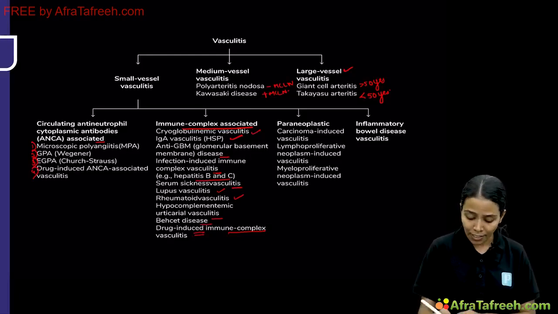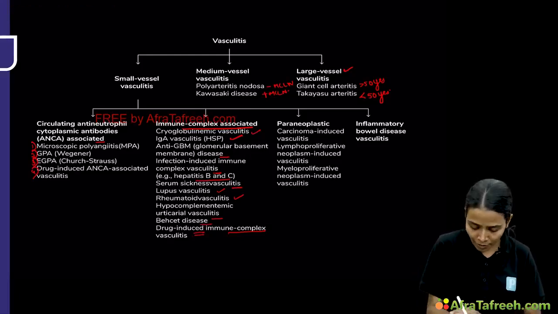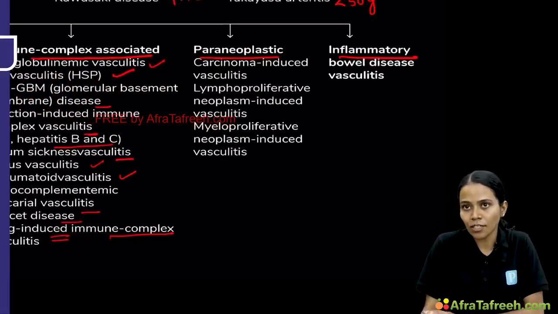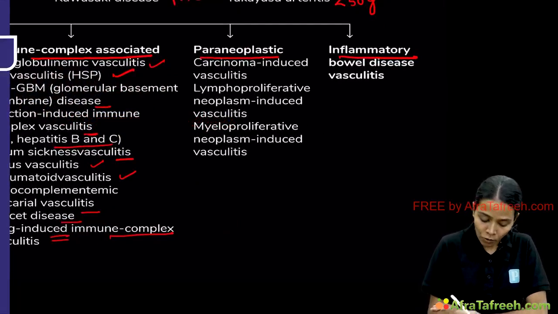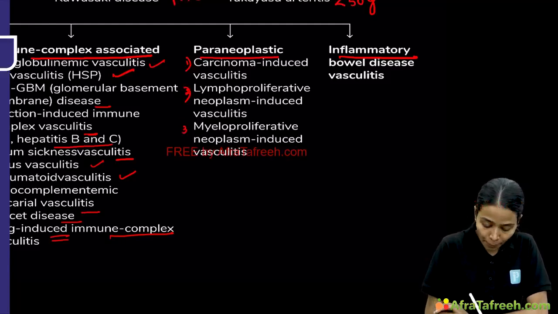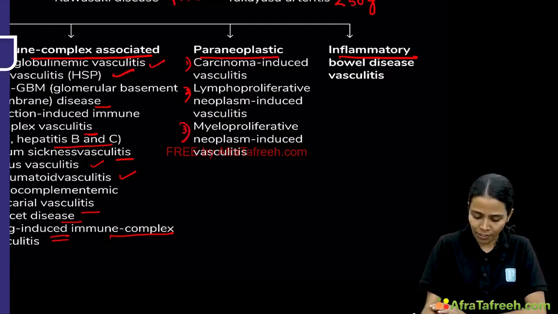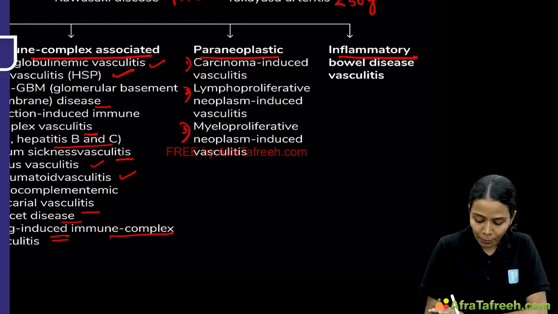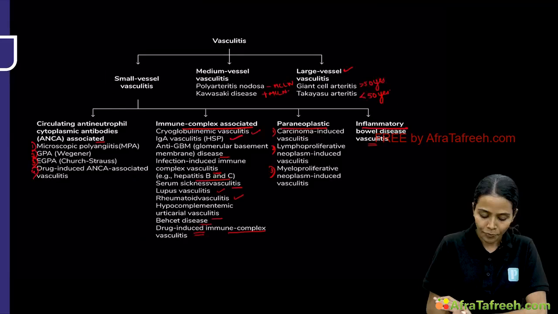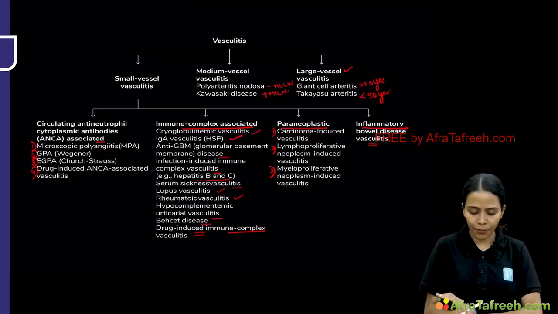Okay. So the next 2 rare things are, one is paraneoplastic, one is inflammatory bowel disease. Now, paraneoplastic means, of course, it is associated with some cancer. So, carcinoma-induced vasculitis or lymphoproliferative neoplasm-induced vasculitis or myeloproliferative neoplasm-induced vasculitis. And inflammatory bowel disease also can cause vasculitis called IBD vasculitis. So, this is the same thing that we read in the previous slide.